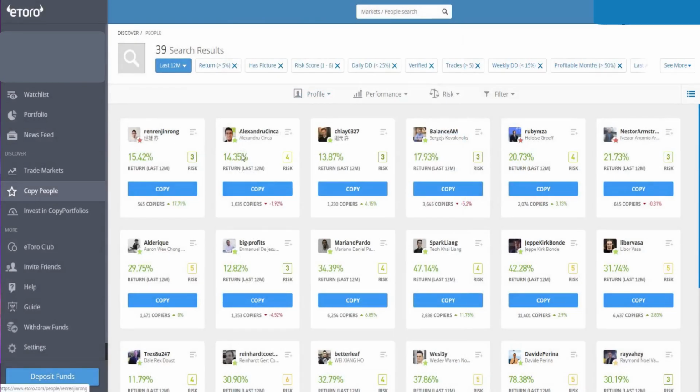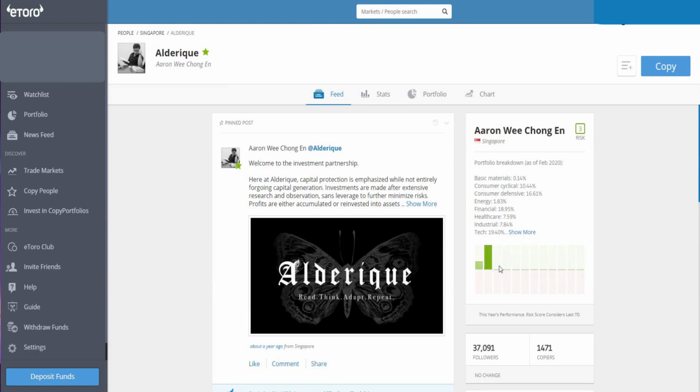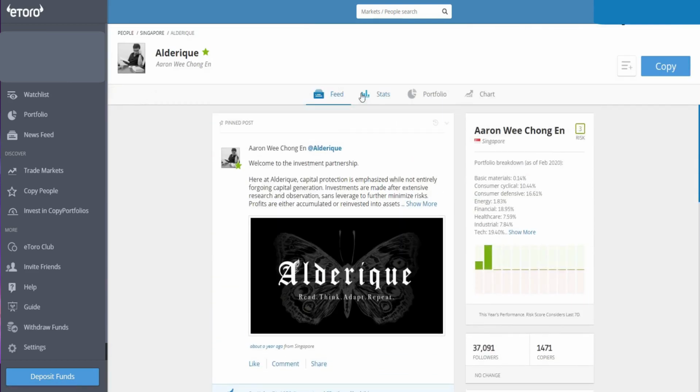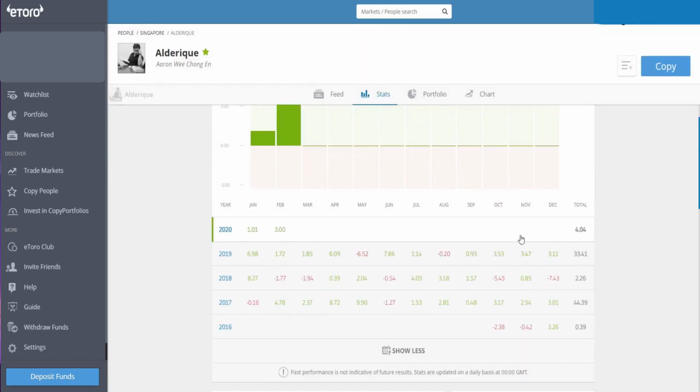Here we see the return of each trader. Next to it we can see the risk level. The higher the number, the higher the risk. Below we can see how many people copy these people. Now let's click on a random trader. We can see down here what he trades the most. Now let's go to the stats and take a look at the profits or the losses of this trader. From what I can see, he has been in the game for a long time. Most of the months are green, which means he makes money.